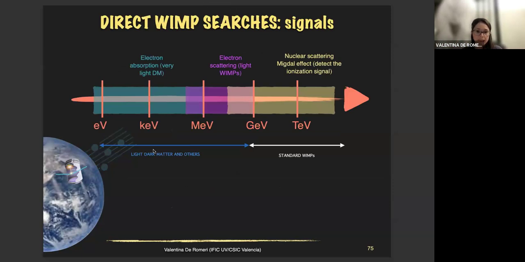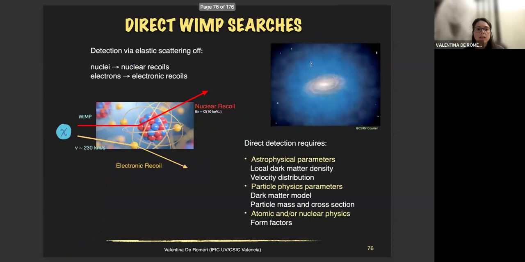The signals that we can expect at these experiments depend on the mass of the WIMP, of the dark matter particle that we are looking for. But for typical WIMPs, signals would be nuclear scattering or electron scattering. Indeed, in general, standard WIMPs or also light WIMPs with masses below or around the GeV scale are searched for via elastic scattering off nuclei or electrons, thus leading to a nuclear recoil or an electron recoil as a signature.